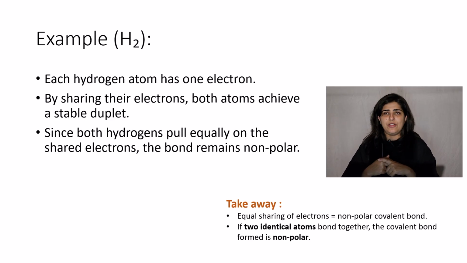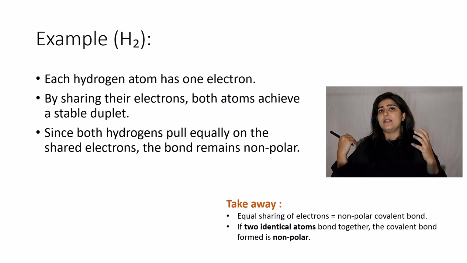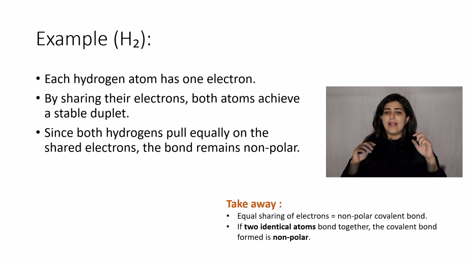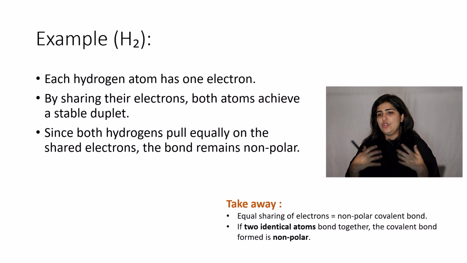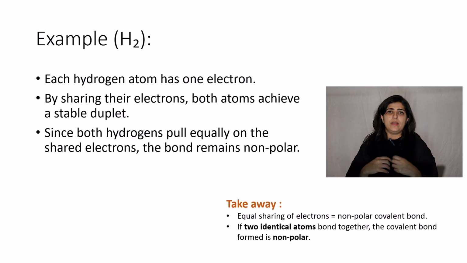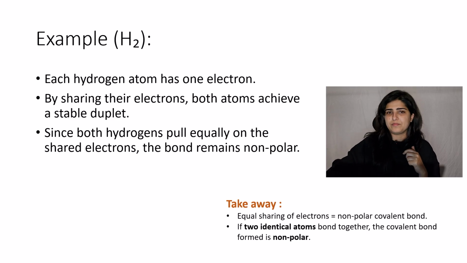Now, the best takeaway that you can have is that if you have equal sharing of electrons, it's most probably a non-polar covalent bond, now that you understand the actual concept behind it. If there are two identical atoms which are bonded together, usually the covalent bond which is formed is a non-polar covalent bond. So those are again a few of the hints or the rules that you can keep in mind from an exam point of view.